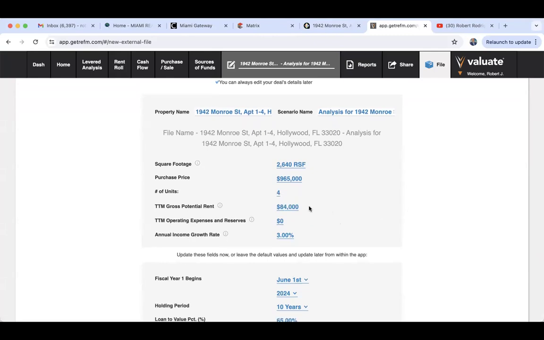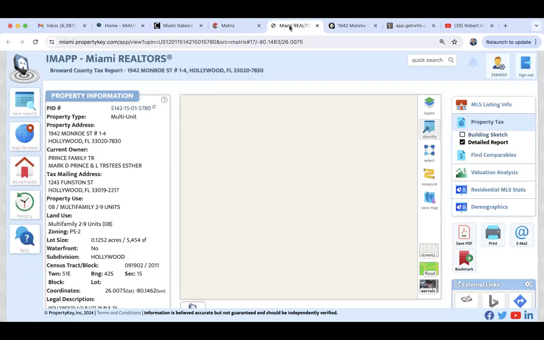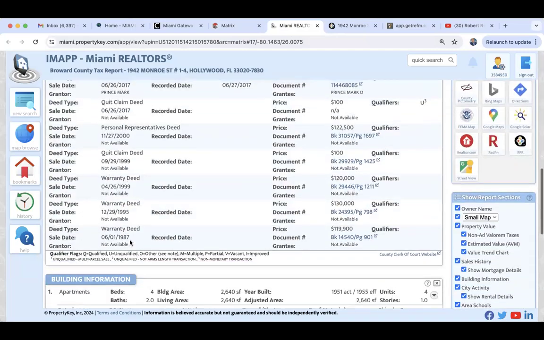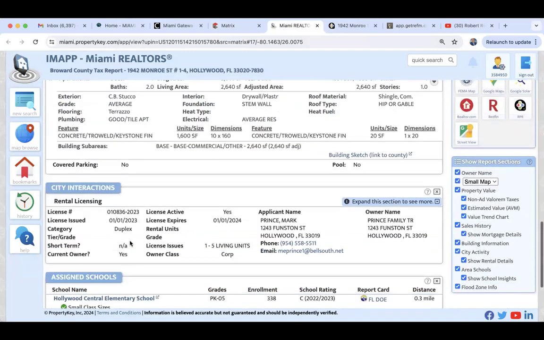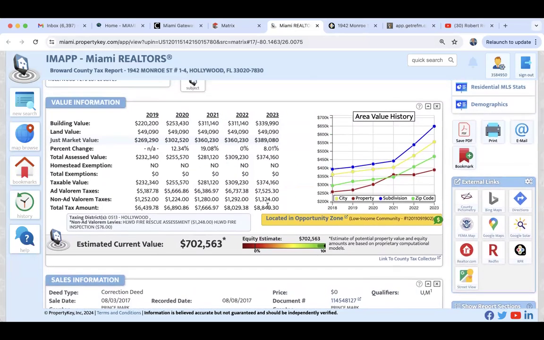All right, so that's our yearly gross potential rents, $84,000. Now, what are our operating expenses and reserves? So let's begin with taxes. You go back to the MLS listing and click on IMAP, and we're going to see what the taxes are per year for this multifamily. Right here, taxes last year, 2023, were nearly $9,000.